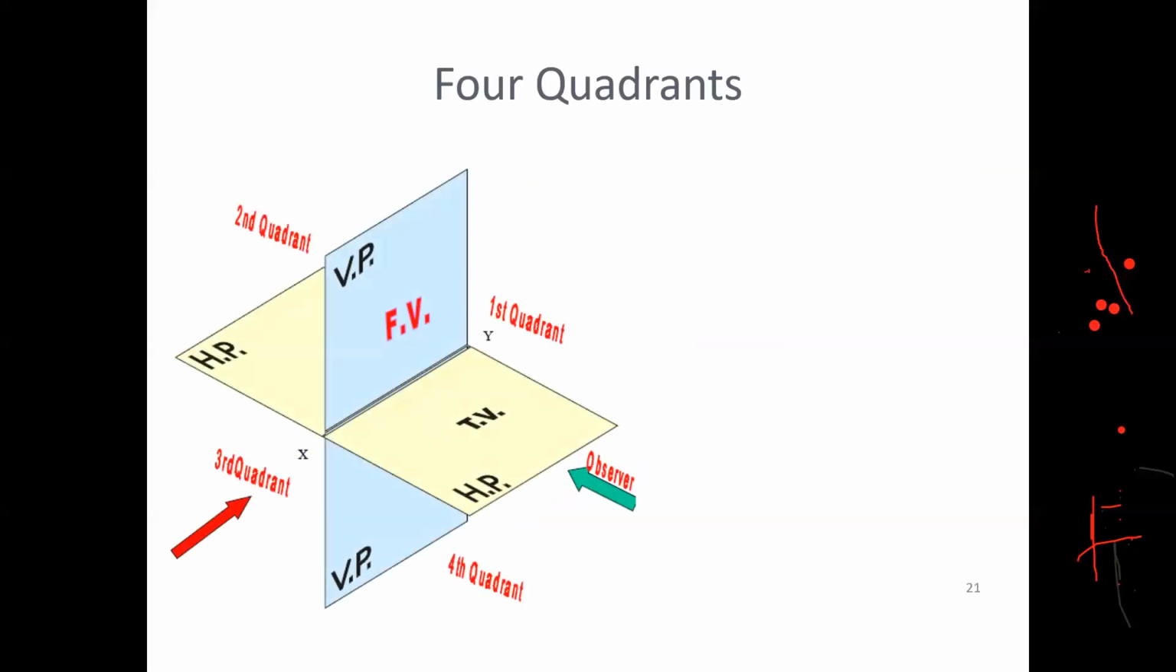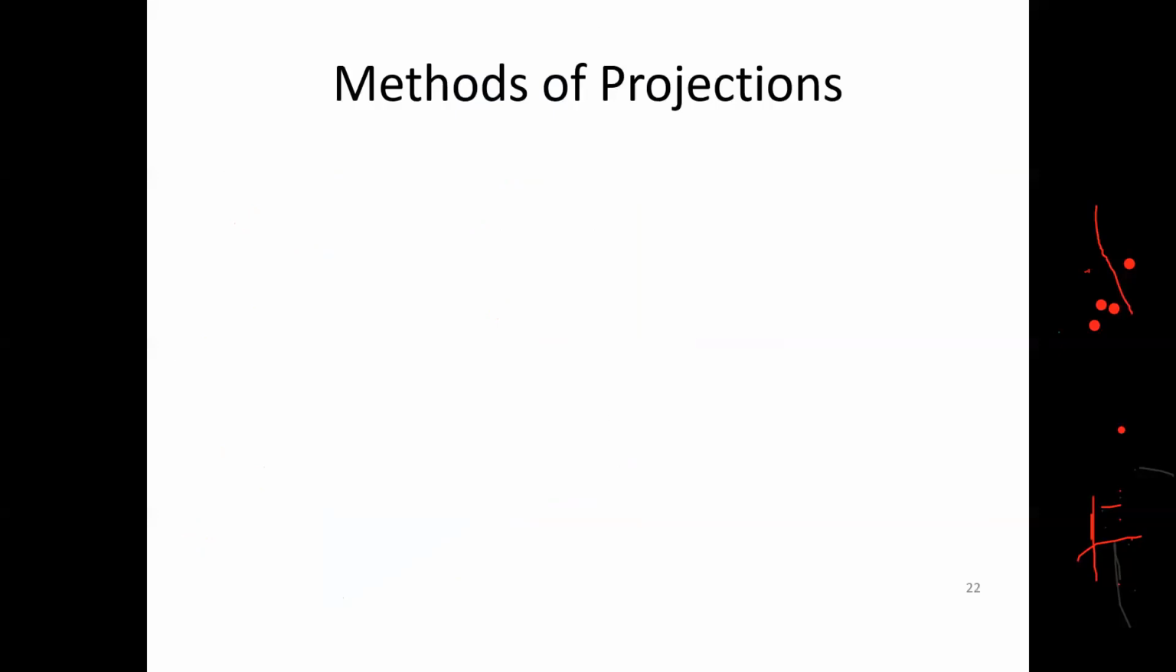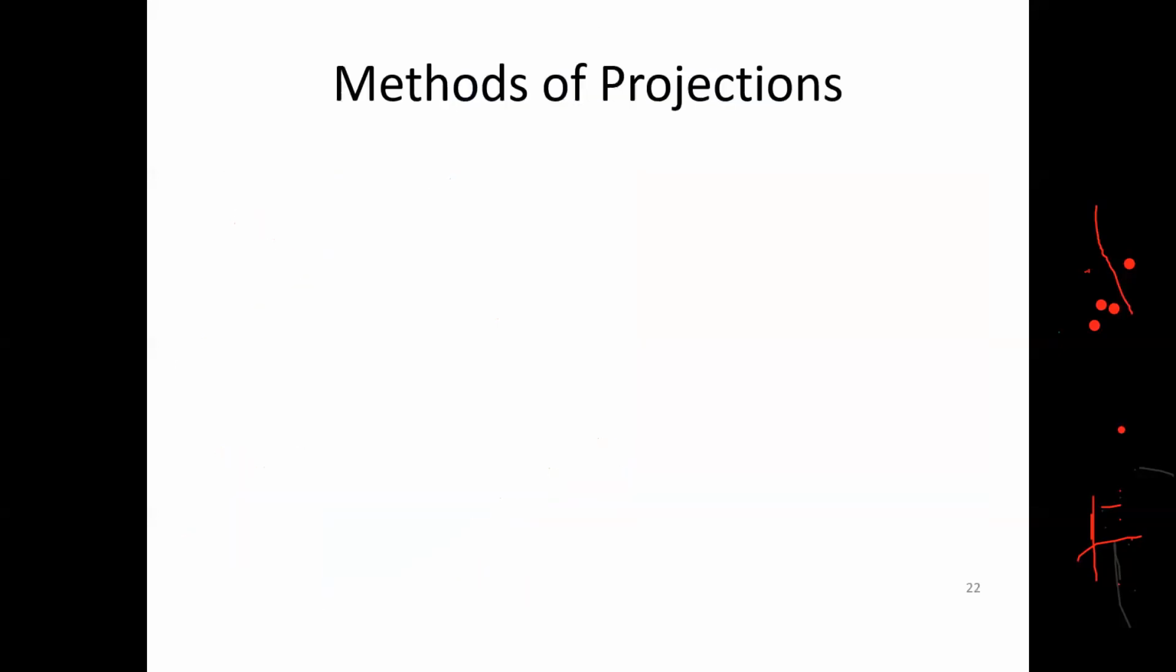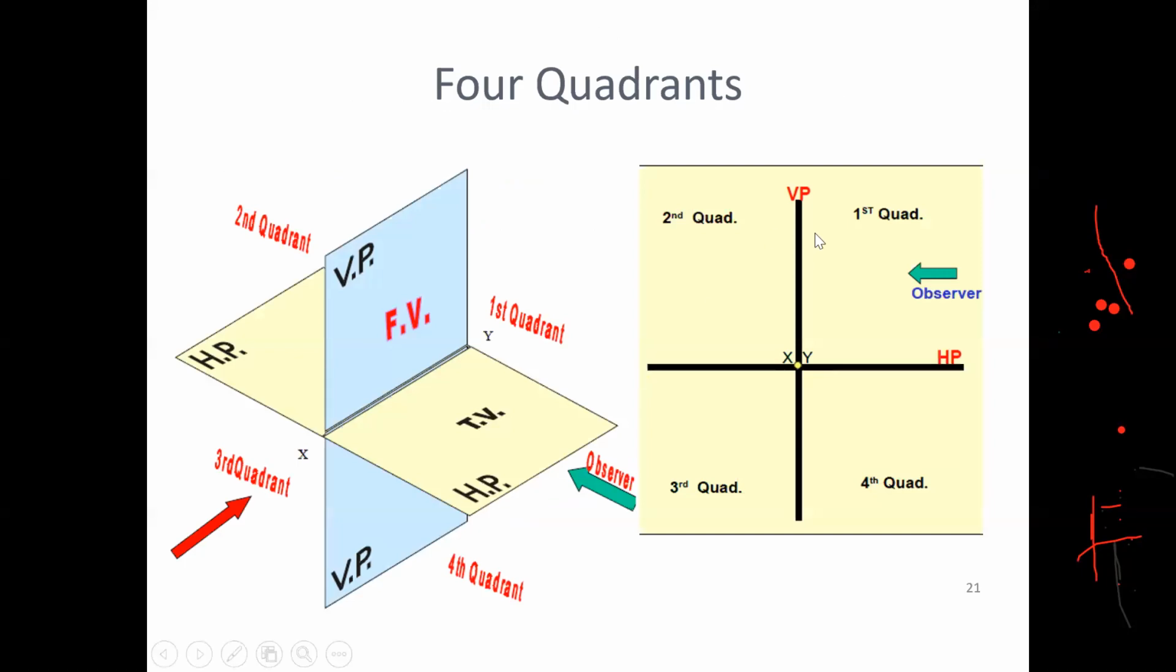So there is a four quadrant system, everybody knows that. And in the first quadrant, when the object is kept in the first quadrant, you will get the front view in the VP and the top view in the HP. Similarly, when the object is kept in the third quadrant, you will get the front view in the VP and top view in the HP. The only thing is that the horizontal plane is required to rotate in a clockwise direction by 90 degrees.